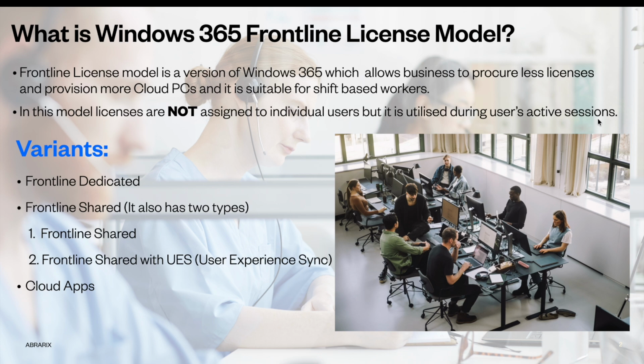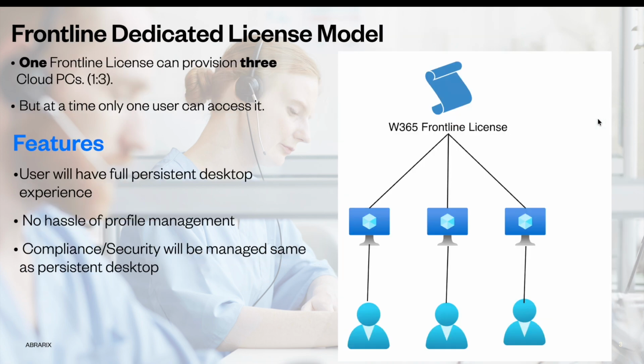Now, let's break down each model, starting with dedicated. In the dedicated license model, one Frontline license can provision up to 3 cloud PCs, but only one user can access it at a time. The key benefits are a persistent desktop experience, and user data and settings are retained. No profile management is required here. So it feels like a personal machine, just optimized for shared usage.